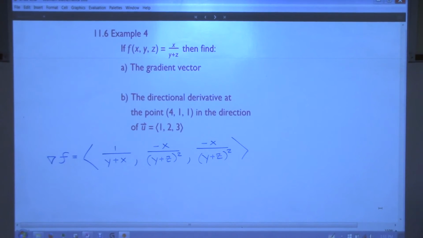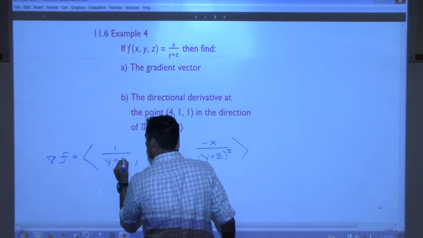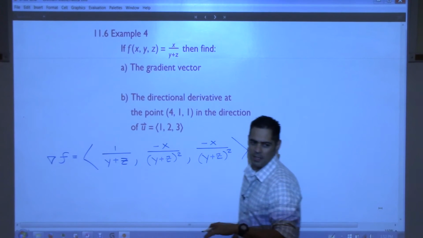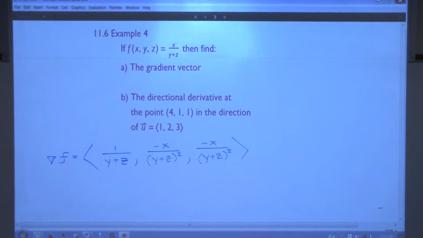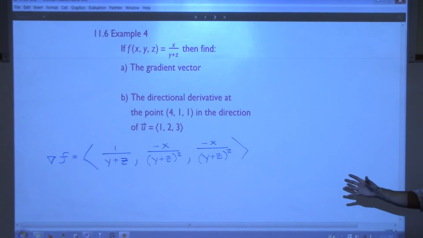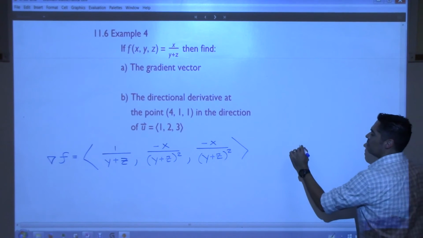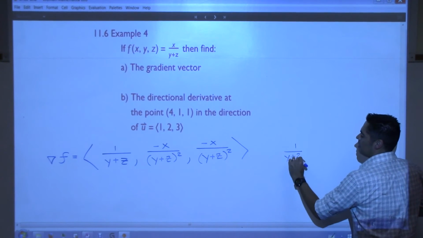Yes? X in the first component should be z. Yeah, thank you. This should be z. Okay, so we agree with this now? Yeah. All right, so the first one is the easiest because you really have 1 over y plus z times x.